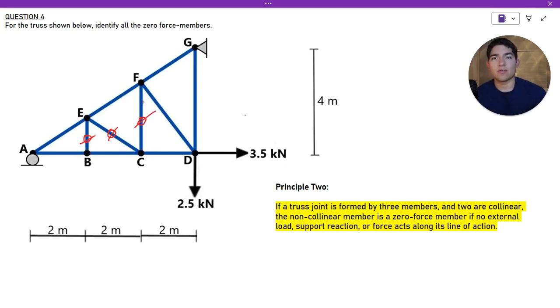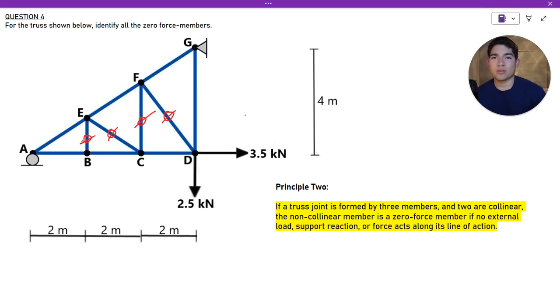Continuing with the pattern for this problem, eliminating member FC is going to turn joint F into another principle 2 scenario. In this case, here's our two collinear members. Our third non-collinear member is FD. There's no support reaction or external load acting on it, so it is going to be our final zero force member for this problem. This brings us to the end of this lecture on zero force members.